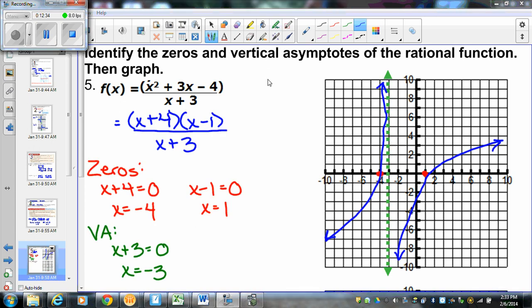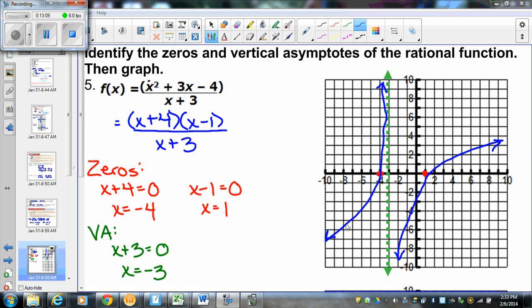Okay, so I factored the numerator on number 5 and had x plus 4 times x minus 1. So you'll notice there are no common factors. That means both of the factors in the numerator create my zeros. So I set both of those equal to 0 and figured out that I have zeros at negative 4 and positive 1. So you'll see over here in red that I went ahead and put those on my x-axis. And then your vertical asymptotes are going to come from the denominator, so x plus 3 equals 0, so I knew that I had a vertical asymptote at x equals negative 3. So I drew that on there.